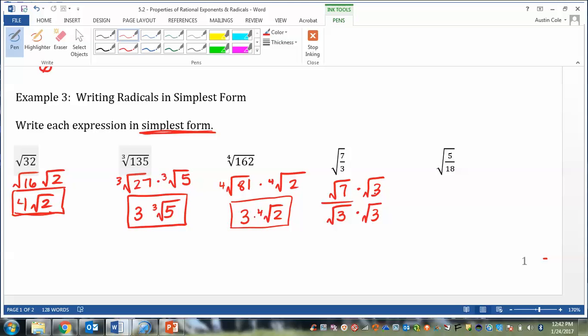It's 3. Okay, here's a shortcut. Square root of 3 times square root of 3 is 3. Square root of 47 times the square root of 47 is 47. So in our denominator, I'm going to have 3. And then in my numerator, I'm going to have square root of 21.